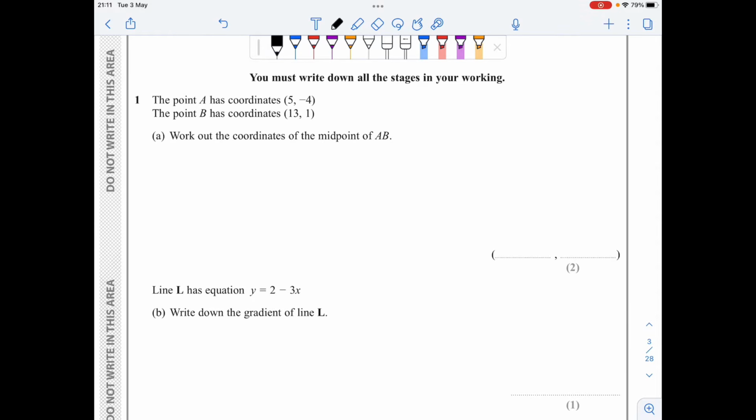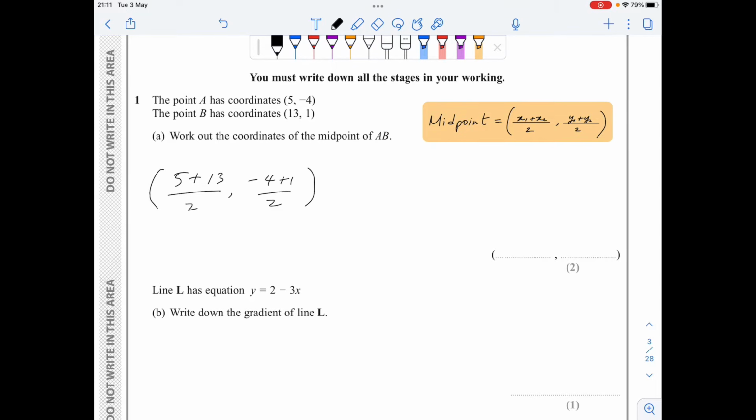For question 1, I'll use the following formula that gives me the midpoint. That's x1 plus x2 over 2 for the x coordinate, y1 plus y2 over 2 for the y coordinate. So I have 5 plus 13 over 2, and then I've got minus 4 plus 1 over 2, and this will give me 9 for the x and minus 3 over 2 for the y.